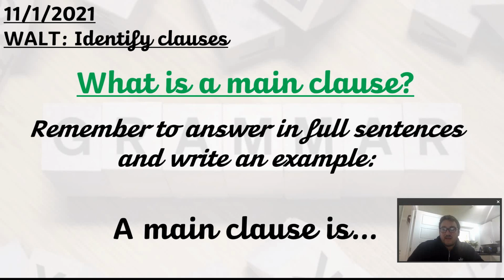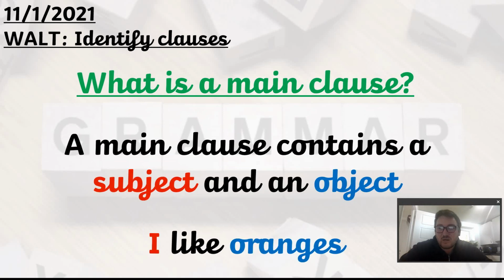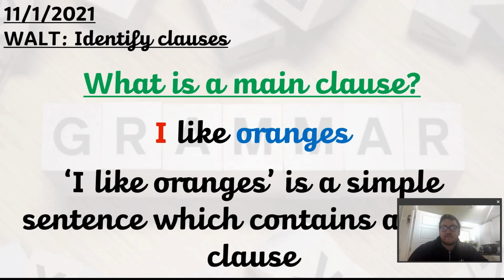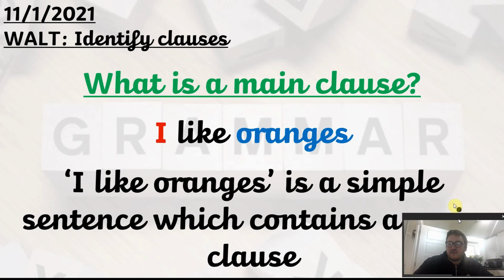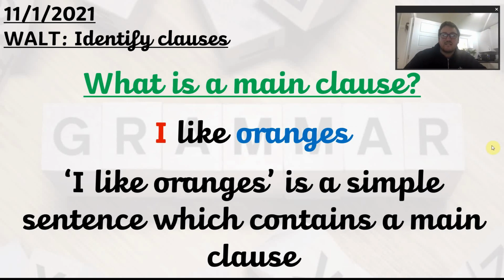Okay, so moving on then. A main clause contains a subject and an object. So the subject is usually your noun or pronoun. In this instance, it's I. And the object is oranges. So I like oranges would be an example of a main clause. A main clause as well is classified as a simple sentence. So I like oranges is a simple sentence which contains a main clause.